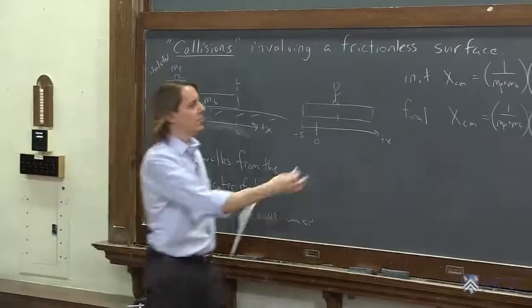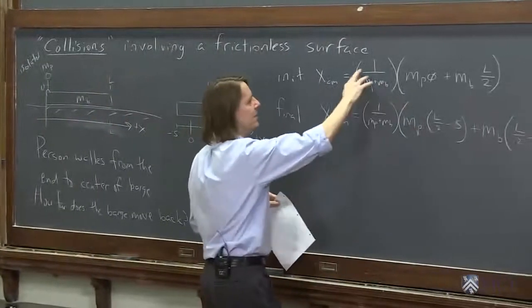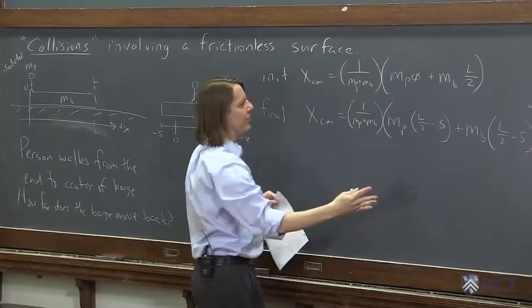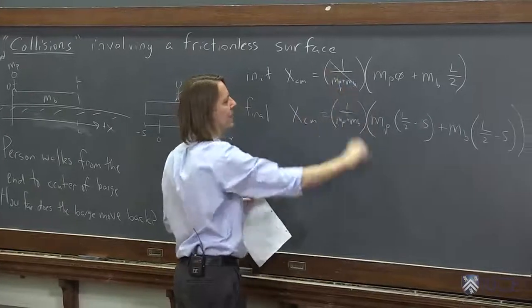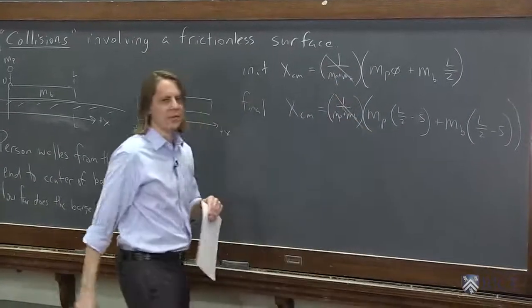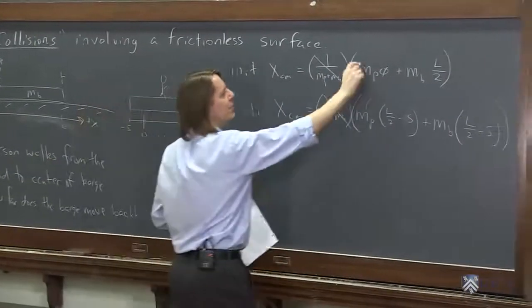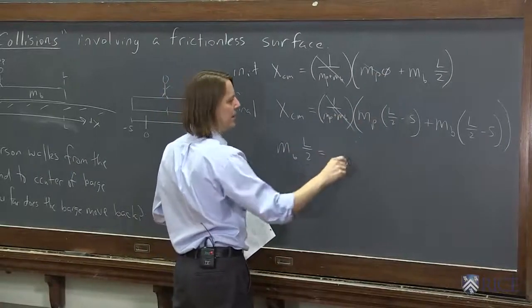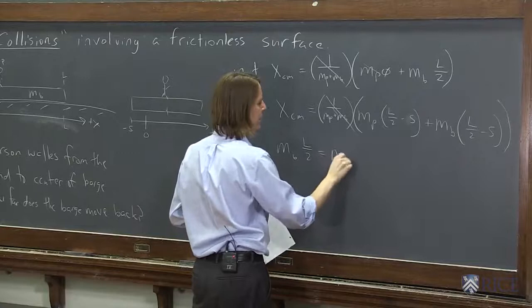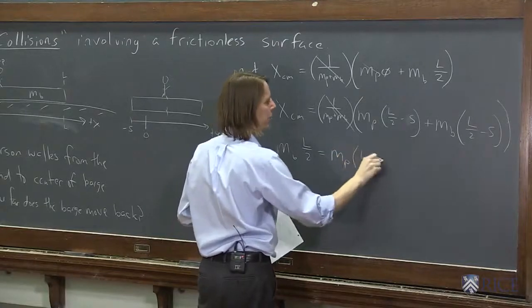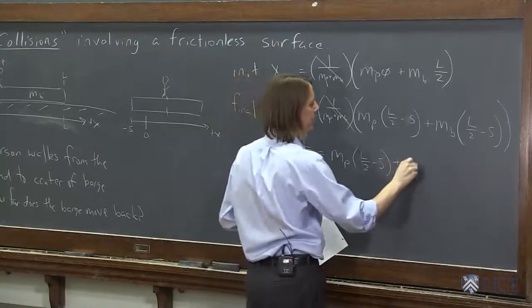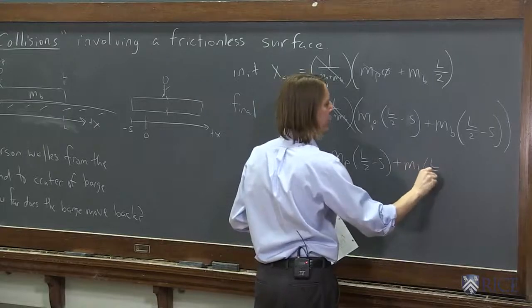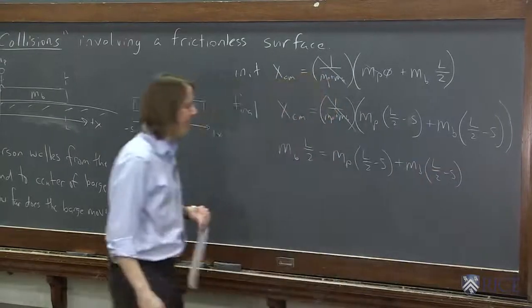All right, so now what we're going to do is equate these two. Let's equate this equals to this. So the first thing we can do is cancel the common terms. So we would cancel that and that. Total mass doesn't matter. So we have mb times L over 2 equals mp times L over 2 minus s plus mb times L over 2 minus s. Right?